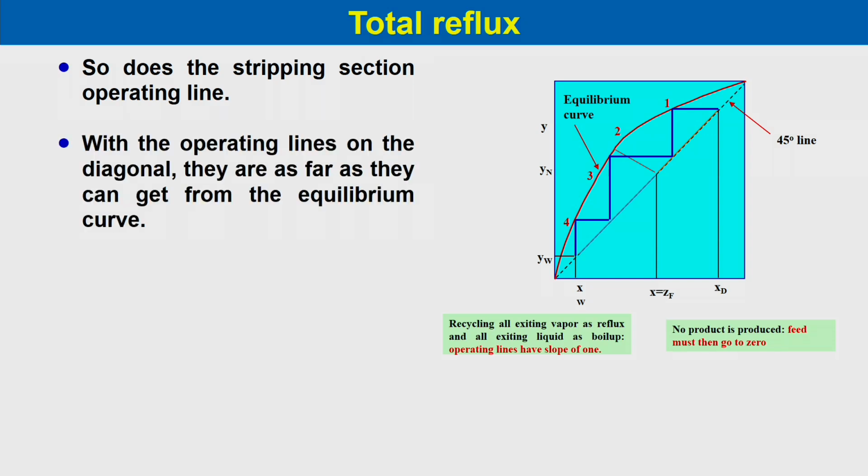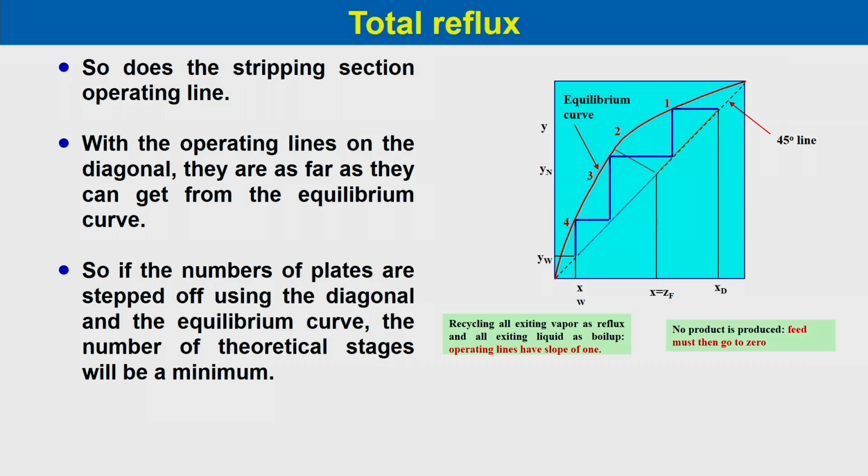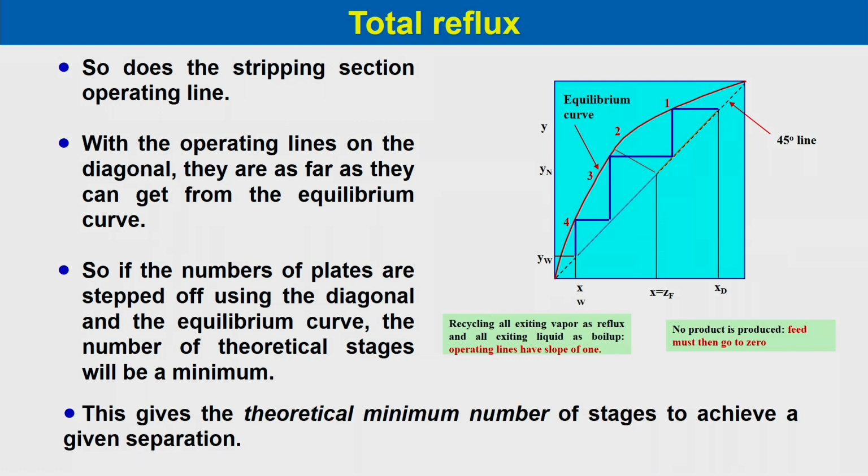With the operating lines on the diagonal, they are as far as they can get from the equilibrium curve. If the number of plates are stepped off using the diagonal and the equilibrium curve, the number of theoretical stages will be the minimum, because of the maximum driving force between the 45° diagonal and the equilibrium line. So, the number of trays required in this case will be minimum under total reflux conditions. This gives the theoretical minimum number of stages to achieve a given separation.